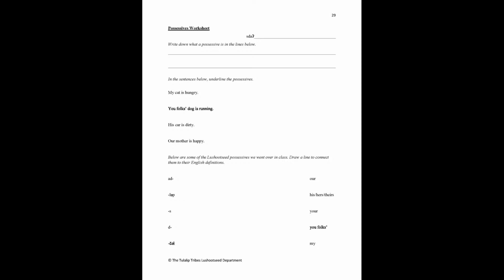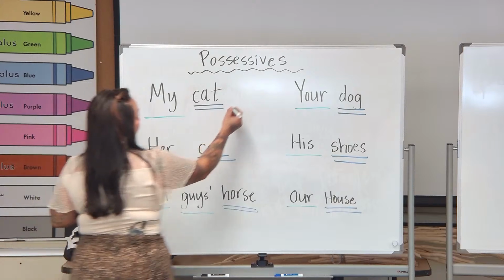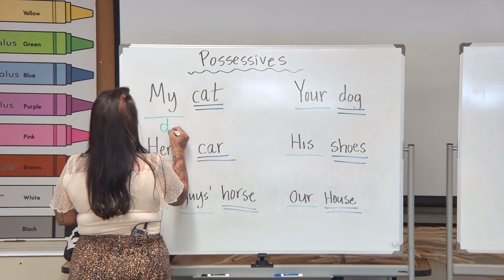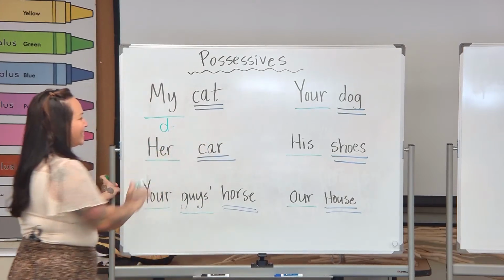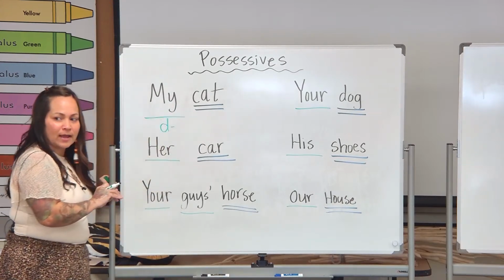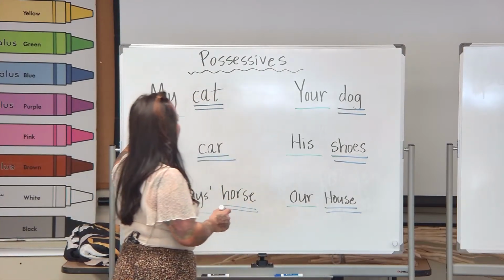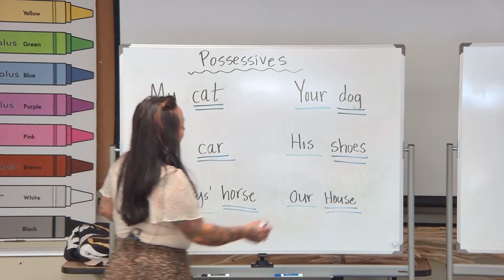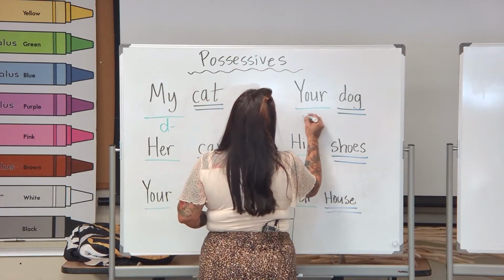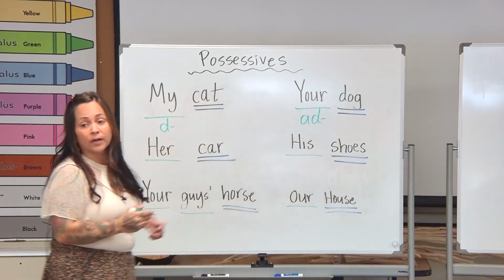All right. So when we go over these, the way we represent the possessive for my, if it's mine, my is going to be the letter D attached. The possessives get attached to the noun. So that D is going to stand for my. Your is going to be also attached to the front.